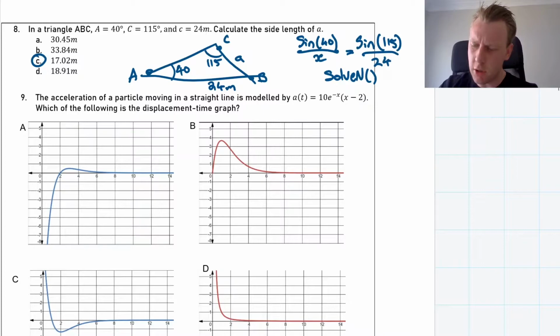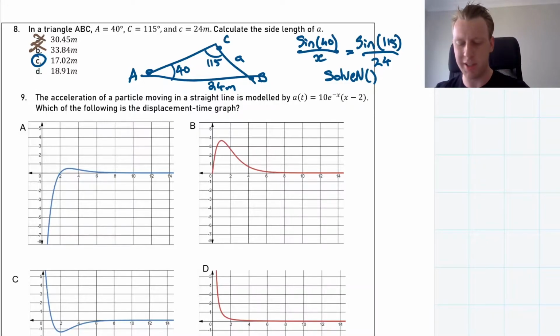17.02. Now you could look at this and just rule out A and B, because the answer has to be less than 24. So if you got A or B, it's like, okay, maybe I've messed something up with the calculator. So always just do a little sanity check.